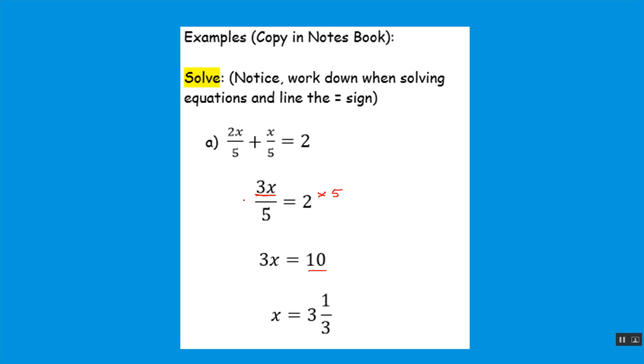When we multiply the left-hand side by 5, we get 5 times 3x over 5, which simplifies to 3x. Divide both sides by 3. Now, for our last step, so x equals 3 1/3.